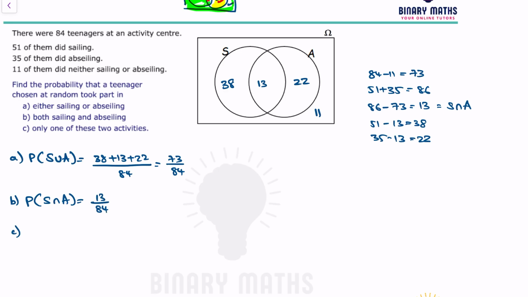C, only one of these activities. So that is probability of S intersect not A plus probability of A intersect not S. So that is just this plus this, which is just going to be equal to 38 plus 22 out of 84, which is equal to 60 out of 84.